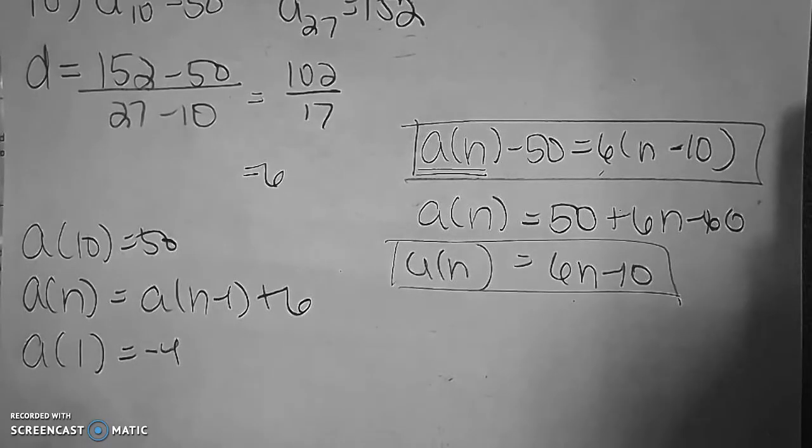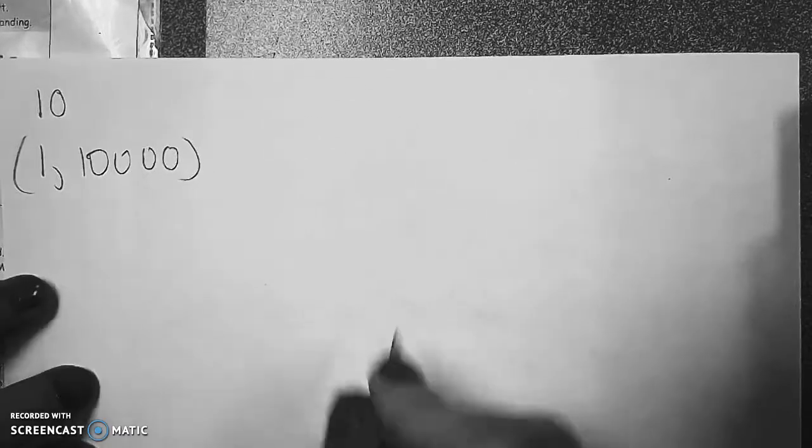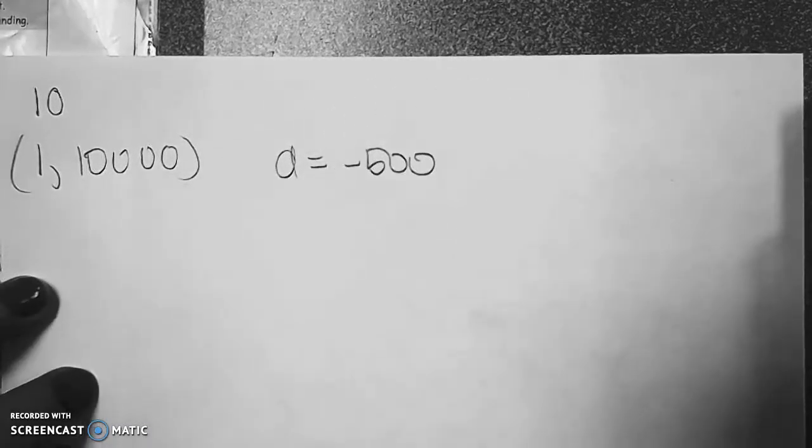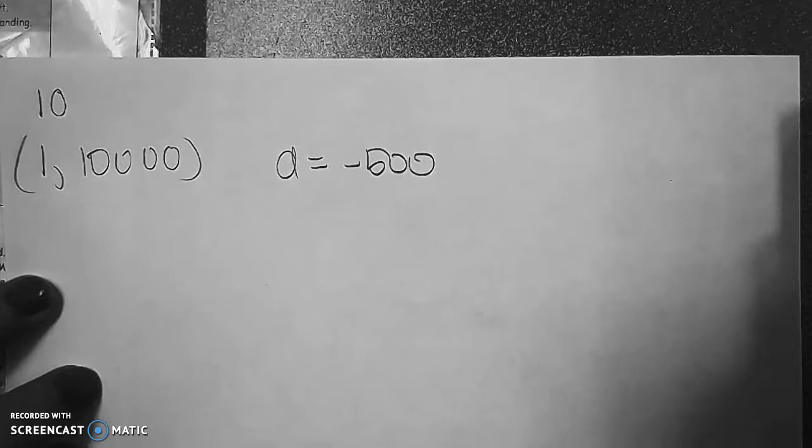I had a couple people ask about number 12. So this is about a lottery here. So the first ticket wins, let me do it like this, $10,000. It says that each successive winner receives $500 less. So that's our common difference. How much does the 10th winner receive?